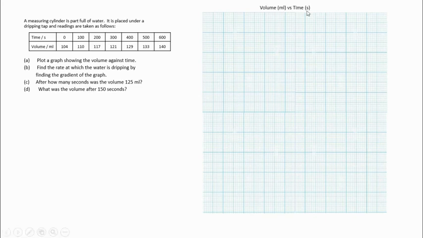Probably the simplest way you could write the title is to write volume versus time. Versus here meaning against. If you want to write a more elaborate title, it's up to you. But the important thing is both quantities must be named in the title.